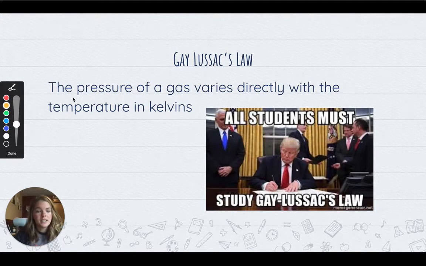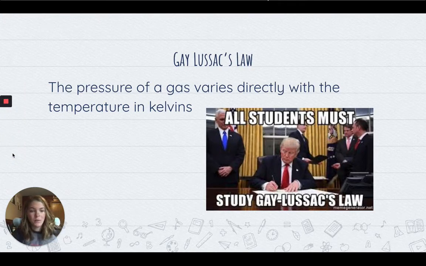Notice in this definition it says the pressure of a gas varies directly. So just like when we talked about Charles' law, we're using the word directly again. Recall that directly means the same. As one thing goes up, the other will go up. As one thing goes down, the other will go down. So if pressure increases, temperature is also going to increase. So keep that in mind again when we go into the practice problem in a moment here.